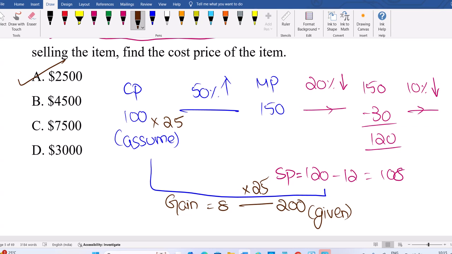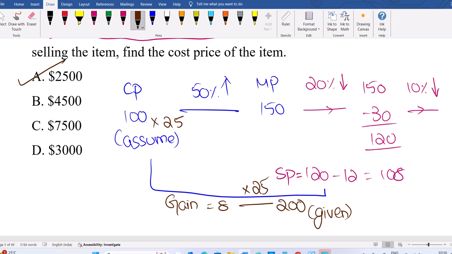Some people may have an issue: sir, 20 and 10 are given, first I'll give a 10% discount, then 20. It will not change the answer actually. If you want, you can try that. 150, first you give a 10% discount, that means 135. For 135, 20% means 27. 135 minus 27 will give 108 only. It will not change, because A into B or B into A are both the same. That will not affect the result. First give 10, then 20, or 20 first, then 10, it won't change the final answer.